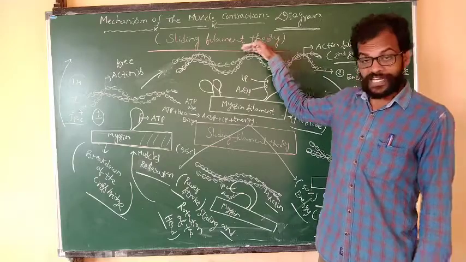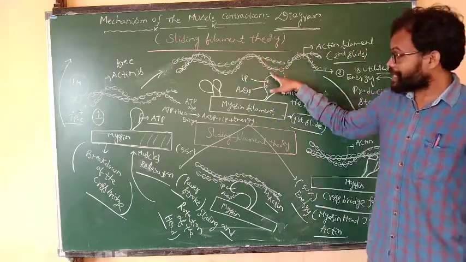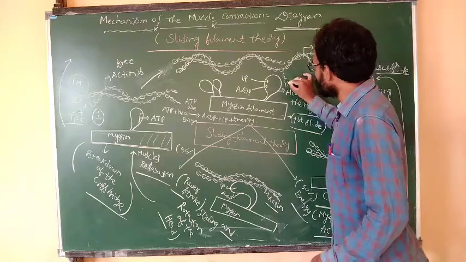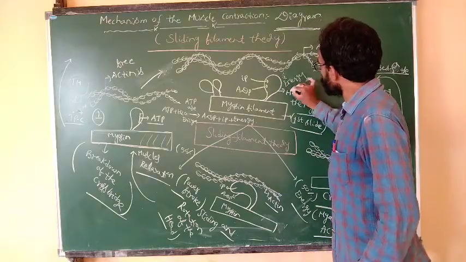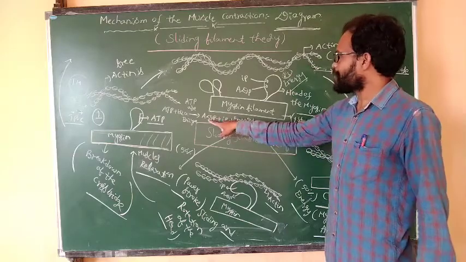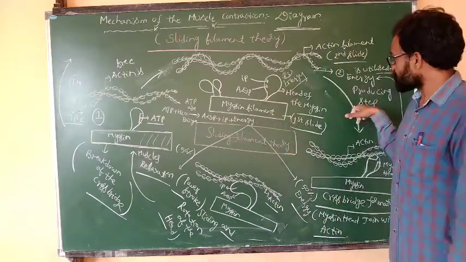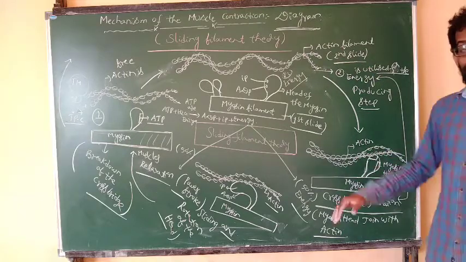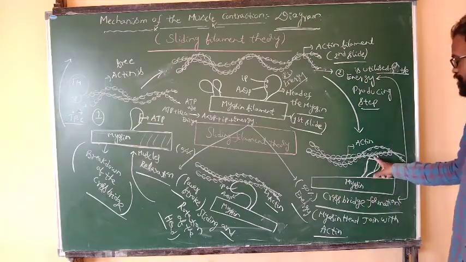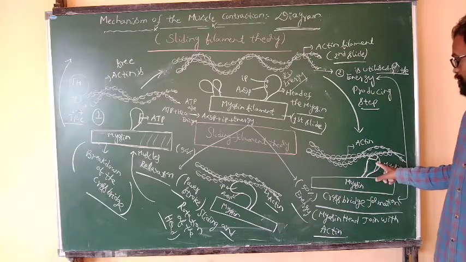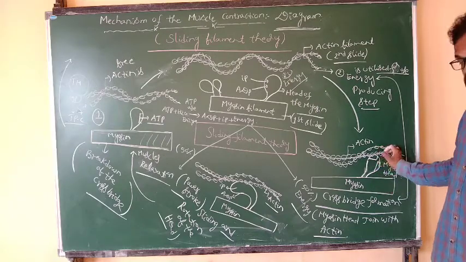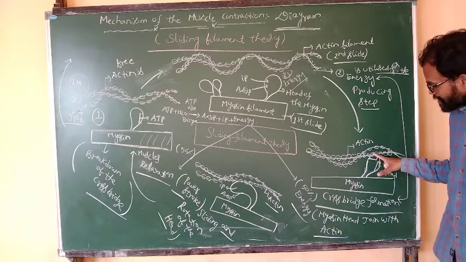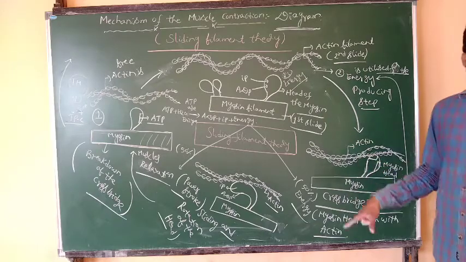Now the actin is also free. But here, the ATP is converted into ADP plus Pi plus energy. They produce energy. The second step is the energy producing step. Coming to the third one, whenever the energy is produced, the active site of the actin is exposed. The myosin head binds with the active site of the actin. It is the interaction between the actin and myosin, the formation of the cross-bridge.